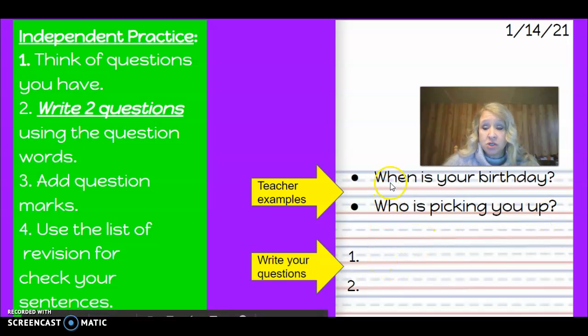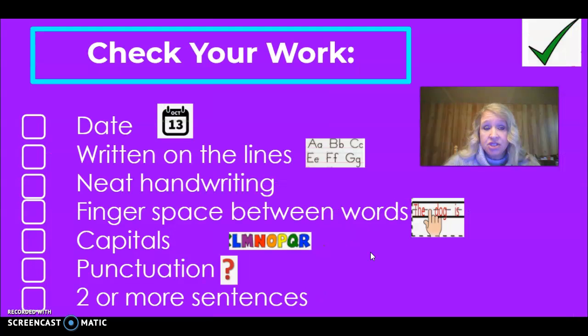Use the question words. You can use when and who, or you can use some of the other ones that we talked about. What, when, where, why, how. Begin your sentence with a capital letter and make sure you add a question mark at the end. Check your work. Make sure your date is at the top. Written on the lines, you write on the lines. You have neat handwriting so your reader can read it.